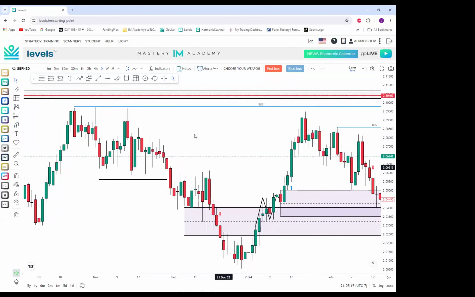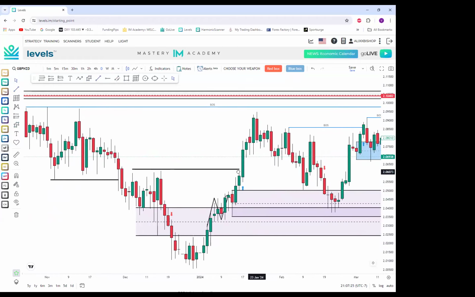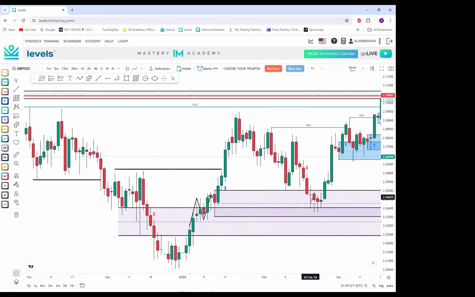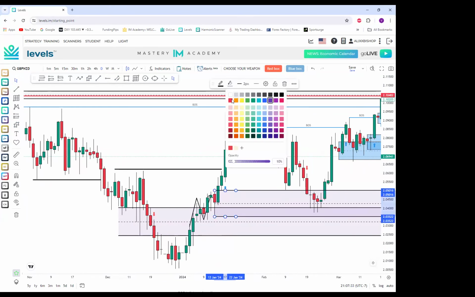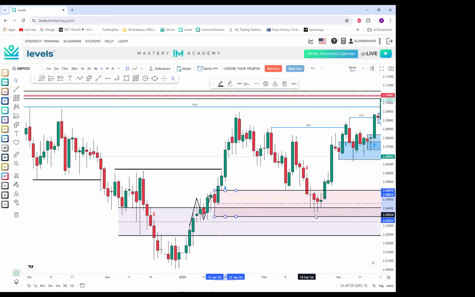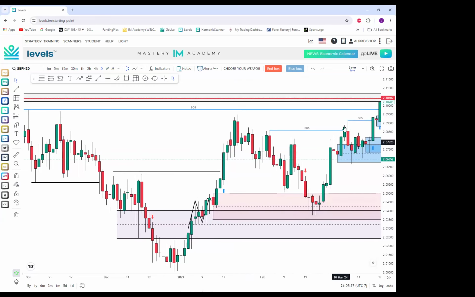So look at this, guys. We get this change of character. Is that AMD? No, this is GBP NZD. Notice how market comes right inside the zone, guys. Right inside, touches the starting point. It touches the starting point and the right shoulder. And we take off.